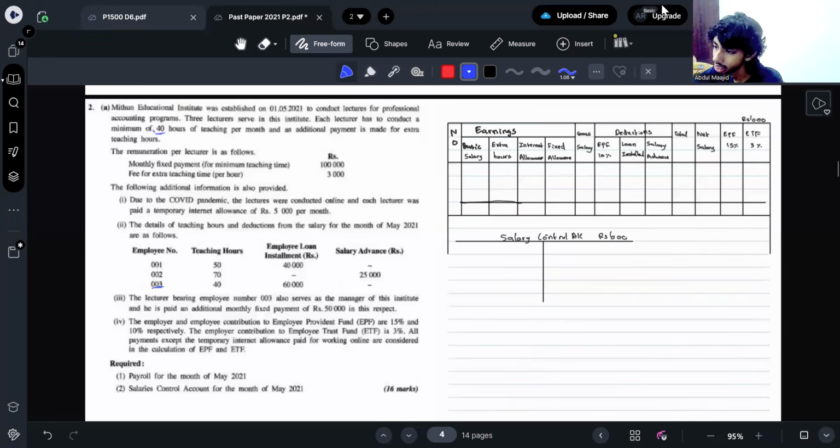Okay. So we have the basic salary, extra hours, the amount paid for the extra hours taught, internet allowance, and fixed allowance for employees as their earnings. Then that together will give you the gross salary. Then you have deductions, the employee contribution to EPF, loan installment, and salary advance. Then you will get, it's actually net salary here. Net salary. Oh no, wait. This is the total deduction. Sorry. Total, you can say total deduction.